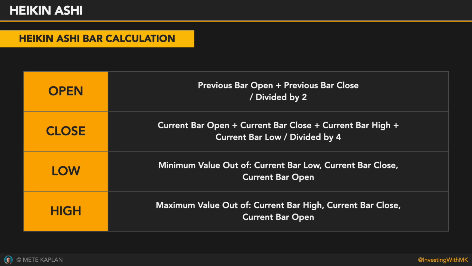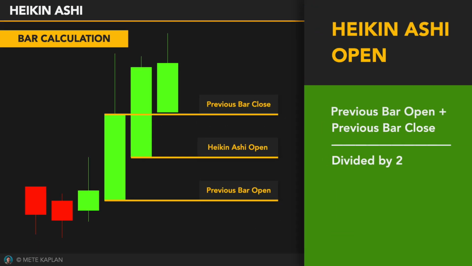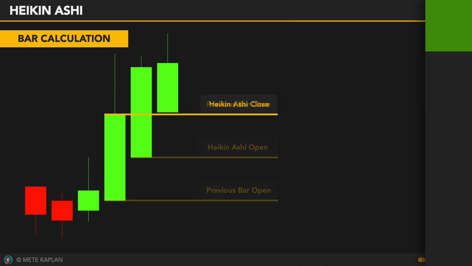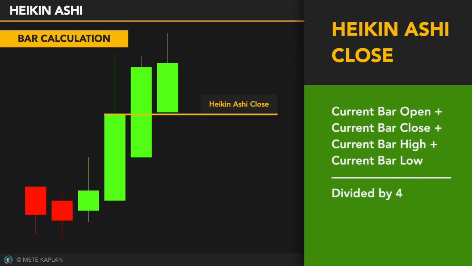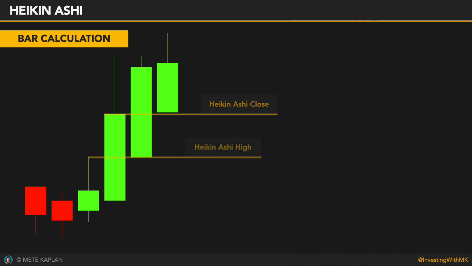So, why use this weird formula? The idea is simple. Remove the noise and smooth the chart. Open of HEIKIN ASHI bar is calculated by taking the average of the open and close price of the previous candle. Close is calculated by taking the average of the high, low, open, and close of the current candle.